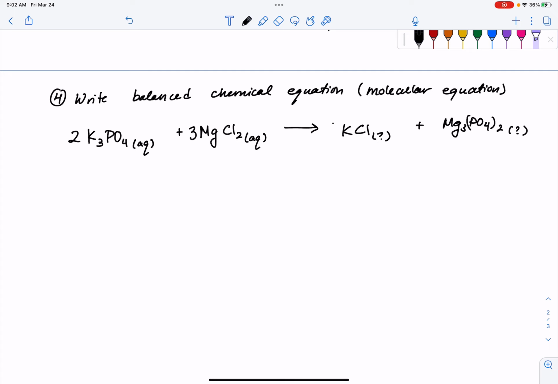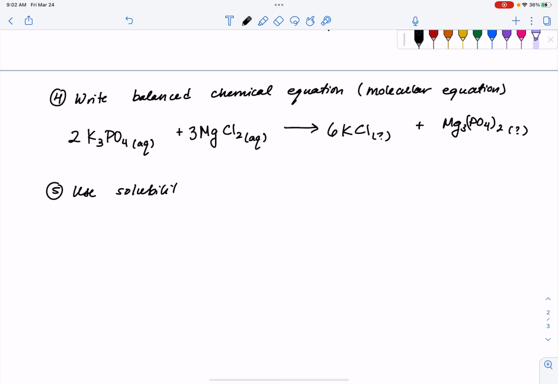So I need to multiply my potassium chloride product by 6. And in doing so, I have also multiplied the quantity of chlorine by 6. But notice on the reactant side, we have 3 magnesium chlorides, and each magnesium chloride compound contains 2 chloride ions. So we have a total of 6 chloride ions on the reactant side of our equation. All right. Next step.